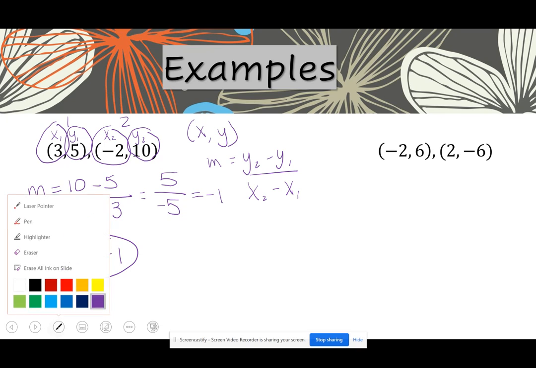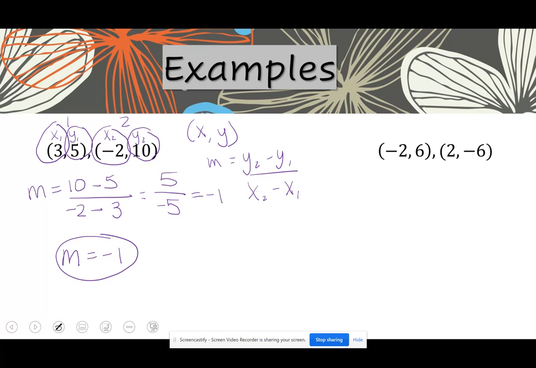Looking at this second example, we have negative 2, 6 and 2, negative 6. So we want to find the slope of the line that connects these 2 points. Negative 2 is x1, 6 is y1, 2 is x2, and negative 6 is y2. We're going to plug them into the same equation. So m equals y2 is negative 6 minus y1 is positive 6 over x2 is 2 minus x1 is negative 2.